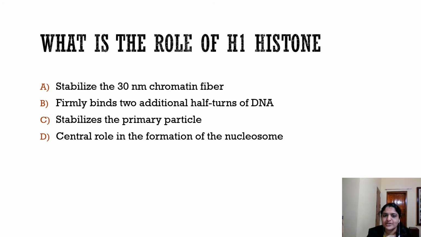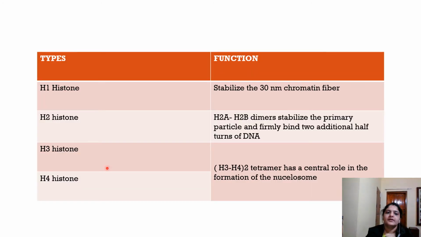We can see the explanation. H1 histone's function is to stabilize the 30 nanometer chromatin fiber. That was the question asked. H2A and H2B, we know, form dimers and are part of the core histones. They stabilize the primary particle and firmly bind two additional half turns of DNA. Then H3 and H4 form tetramers and have a central role in the formation of the nucleosome.